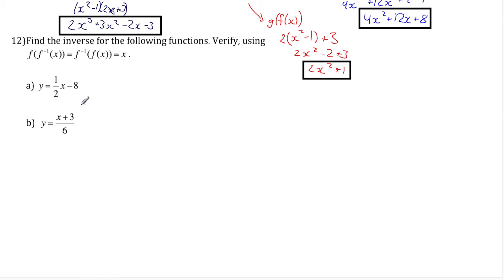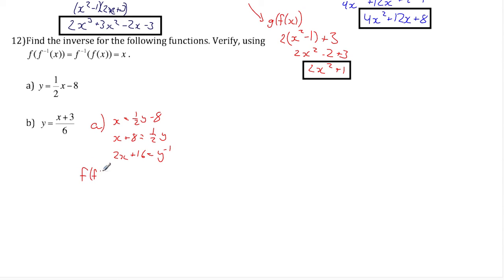So for A, in order to find the inverse, remember we want to switch the x and the y, so we get x equals 1/2 y minus 8. And then we solve for y, so x plus 8 equals 1/2 y, times 2, so we get 2x plus 16 equals y. But this is an inverse, so we denote it with a -1 exponent.